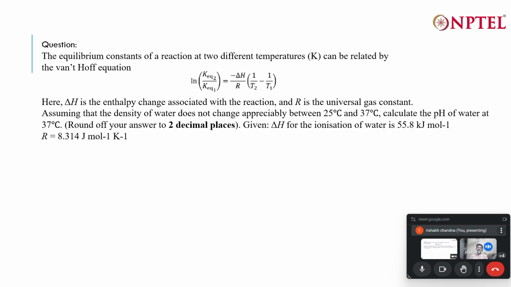So the equilibrium constants of a reaction at two different temperatures can be related by the van't Hoff equation, which is given by the following equation. Assuming the density of water does not change appreciably between 25 and 37 degrees Celsius, calculate the pH of water at 37 degrees Celsius, given the enthalpy change of water. Okay, so what can be the correct answer?